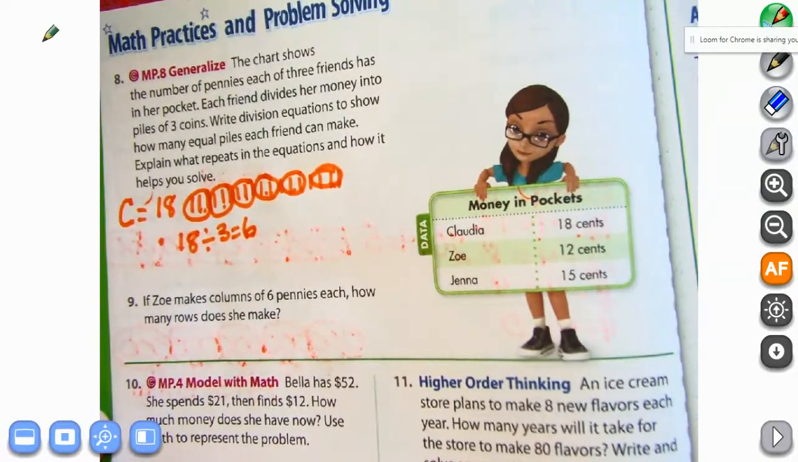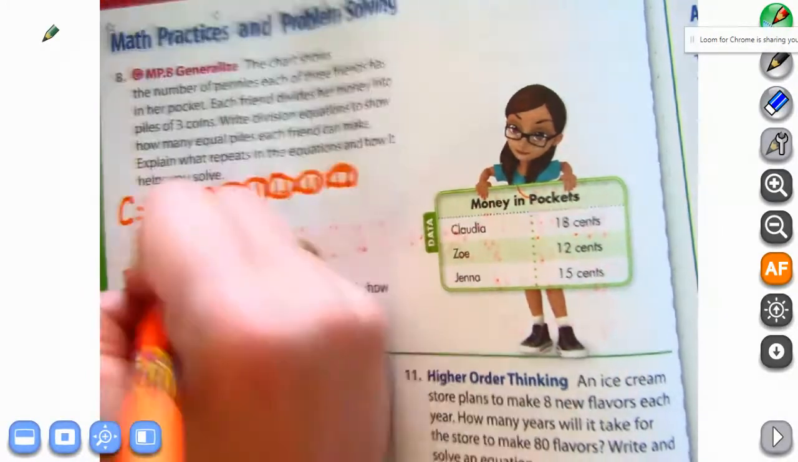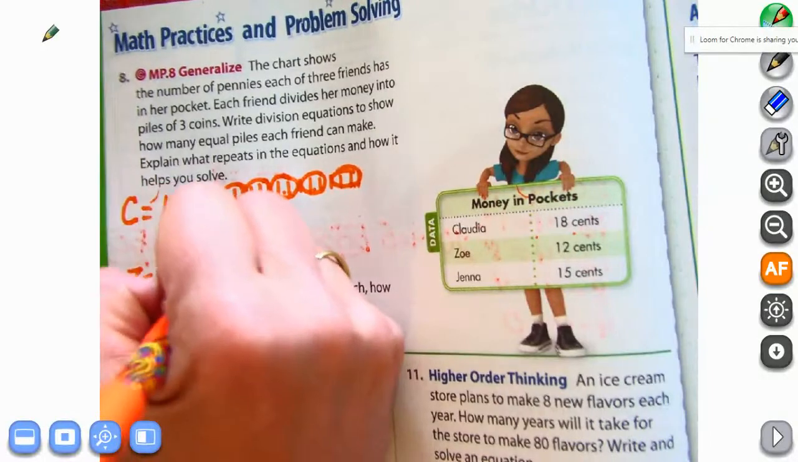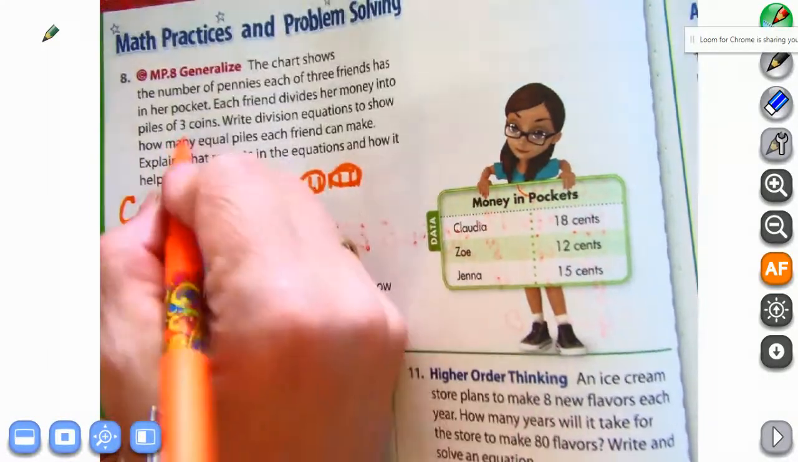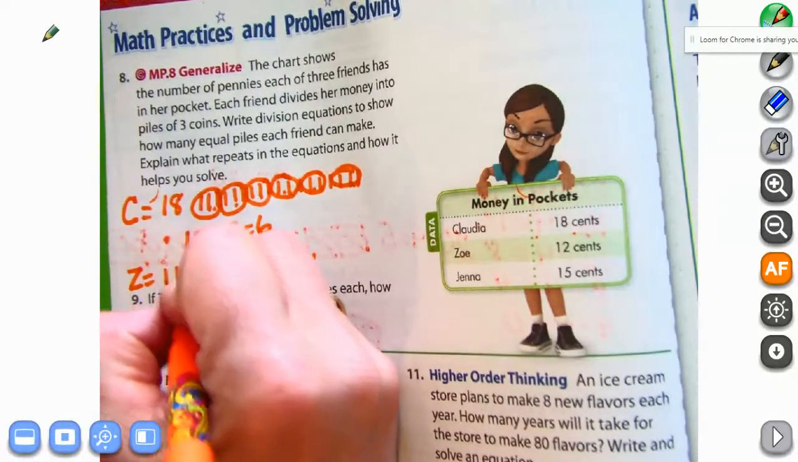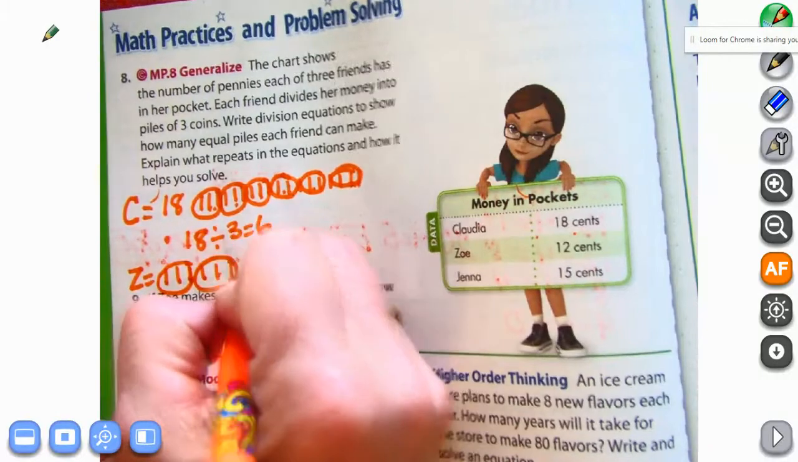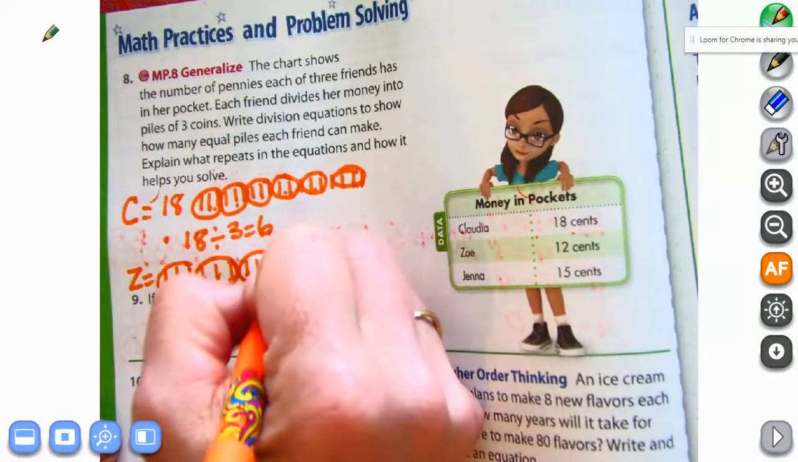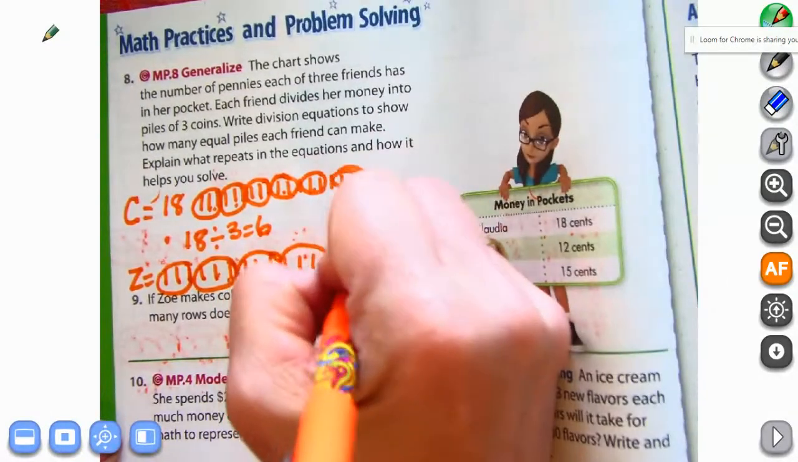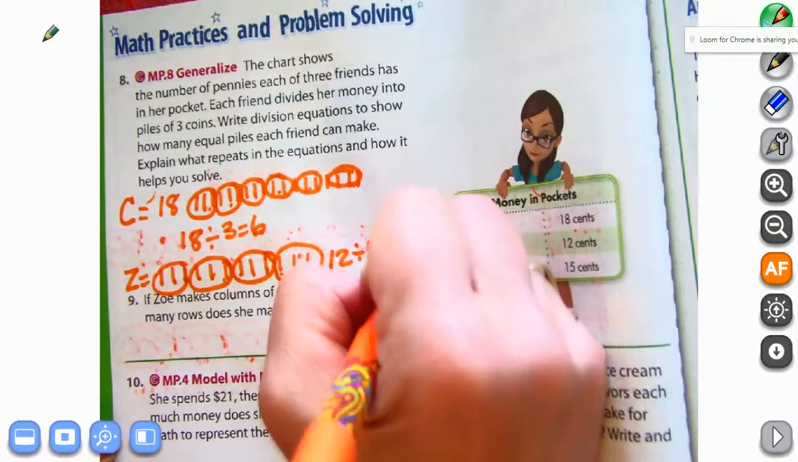Let's do Zoe. Zoe has 12. 1, 2, 3, 4, 5, 6, 7, 8, 9, 10, 11, 12. Groups of 3 again. So we have 1, 2, 3. 1, 2, 3. 1, 2, 3. 1, 2, 3. So hers is 12 divided by 3 equals how many sets? 4.